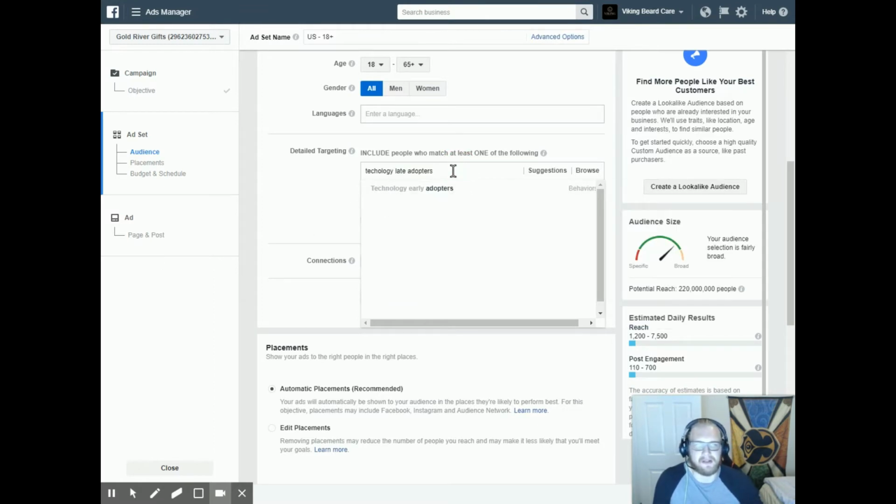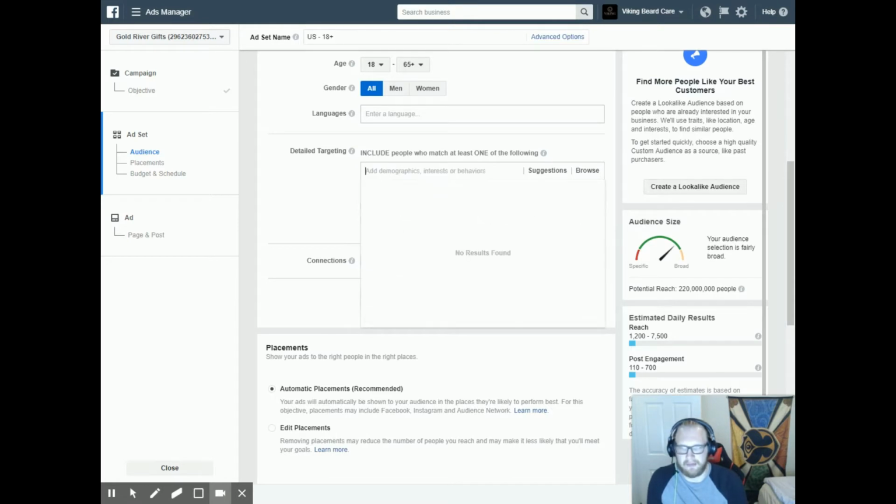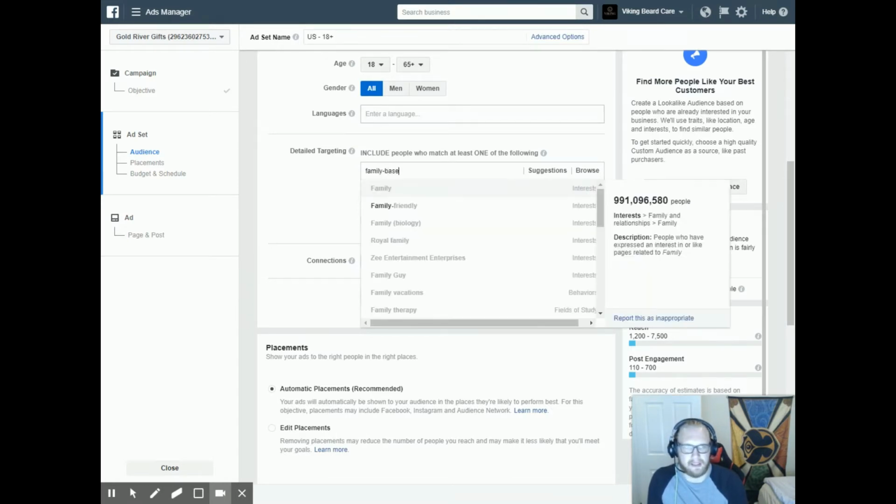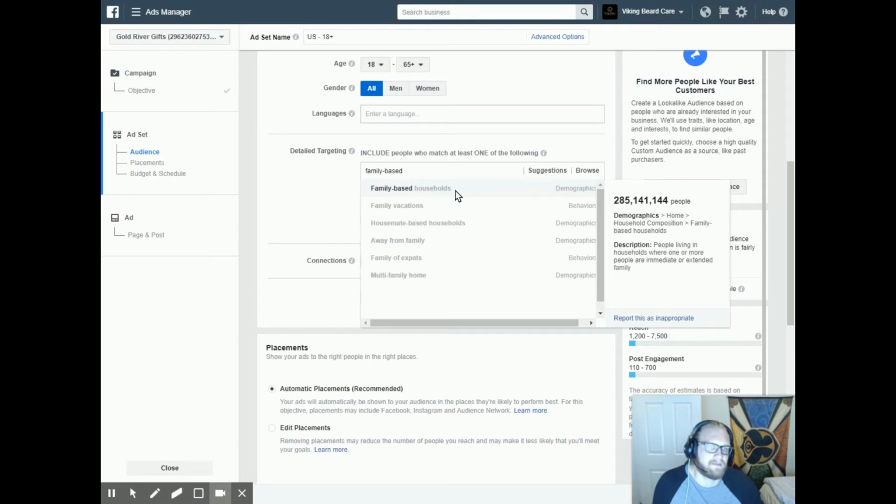Number four, you can actually target by household members. You can target family-based households, people living in households where one or more people are immediate or extended family. If there's a lot of family in the household, this is really good for selling kitchen accessories, home appliances, furniture, cleaning services, things like that. That's a really good way of targeting. So that's another one to check out.